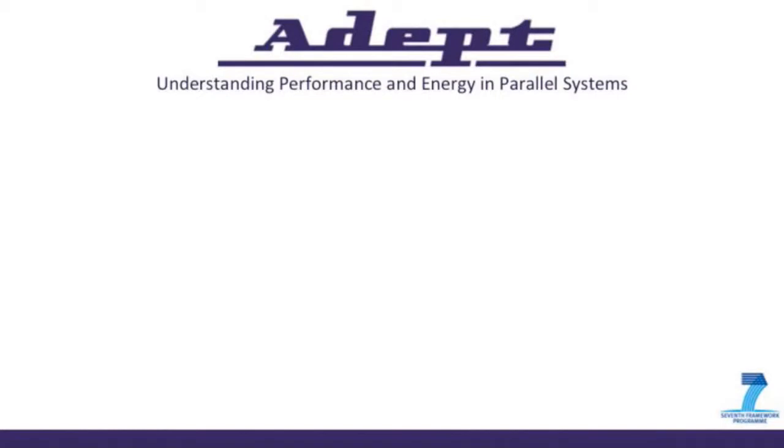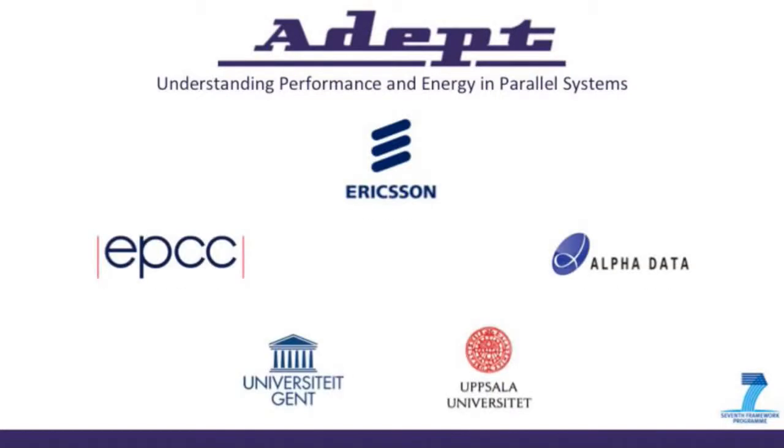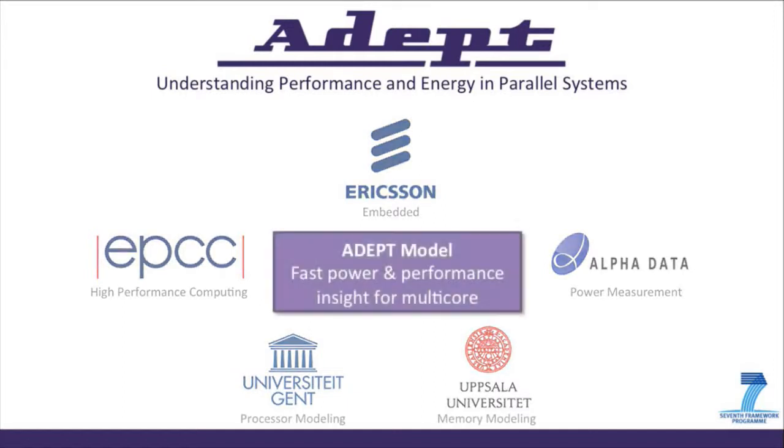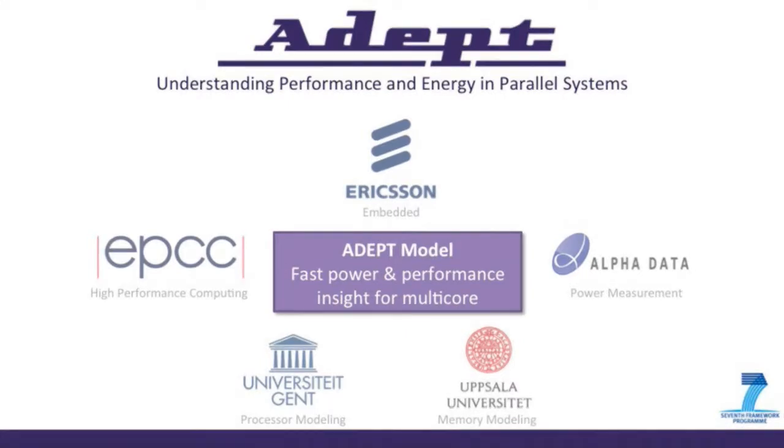And this brings me to an EU project called ADEPT. And the goal of ADEPT is precisely this: understanding performance and energy in parallel systems. The ADEPT project has 5 members. 3 of these members bring application experience, both from high-performance computing and embedded. And 2 of the members bring modeling experience for modeling the performance of the processor and modeling the performance of the memory system. And the goal of the ADEPT project is to build a model. And we want a model that can give us power and performance insights for multi-core processors. So precisely the sort of thing I was talking about. How fast is my particular application going to run on this particular set of hardware?